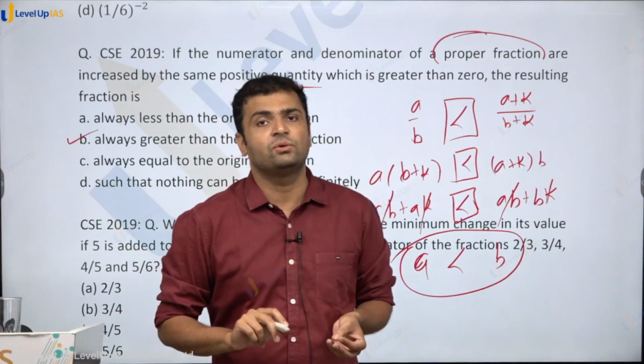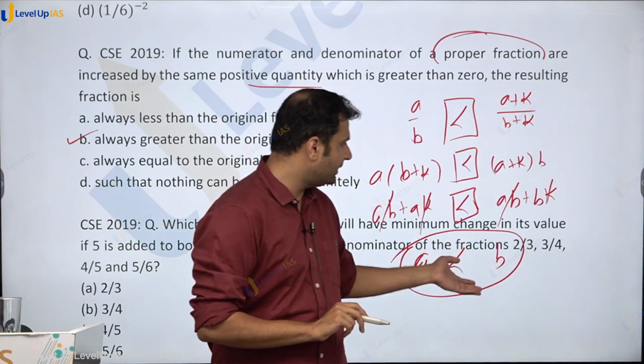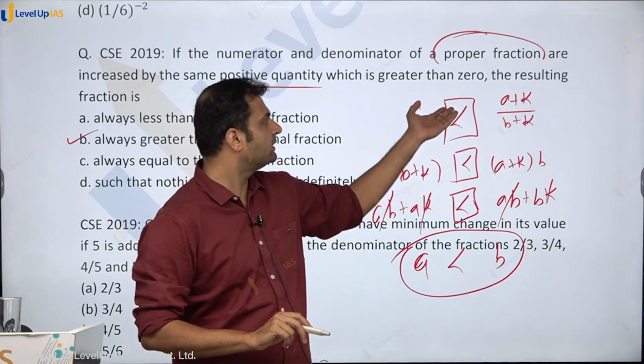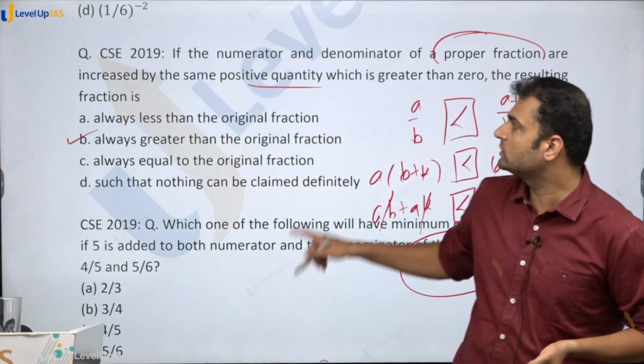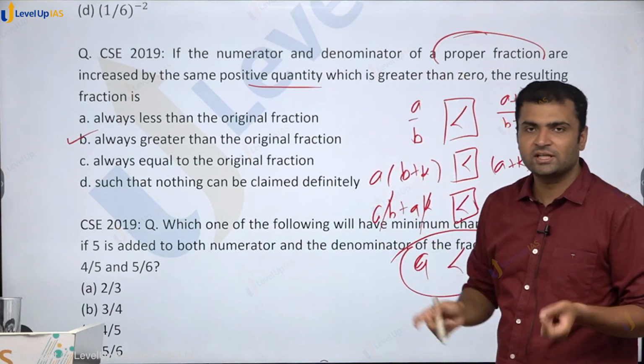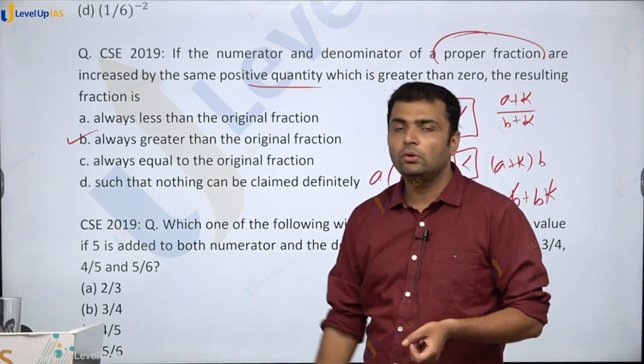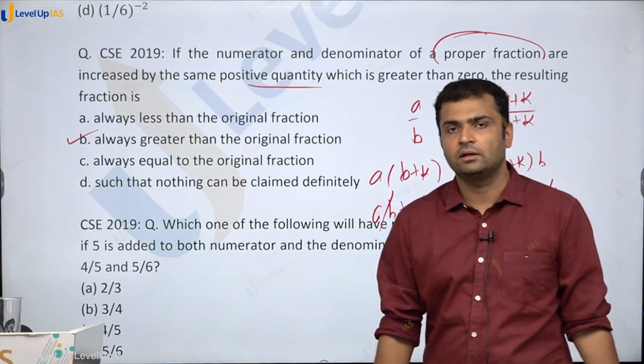If the proper fraction was not known, then we could not conclude this, nor this, nor this. The answer would have been D: nothing can be claimed. But because the examiner has told you that this is a proper fraction, we can certainly conclude option number B as the correct answer here.